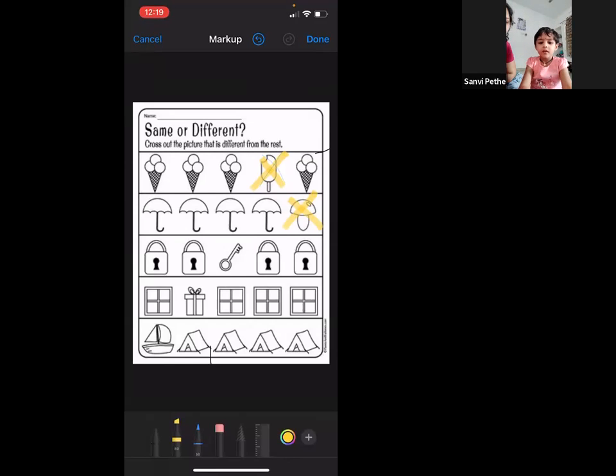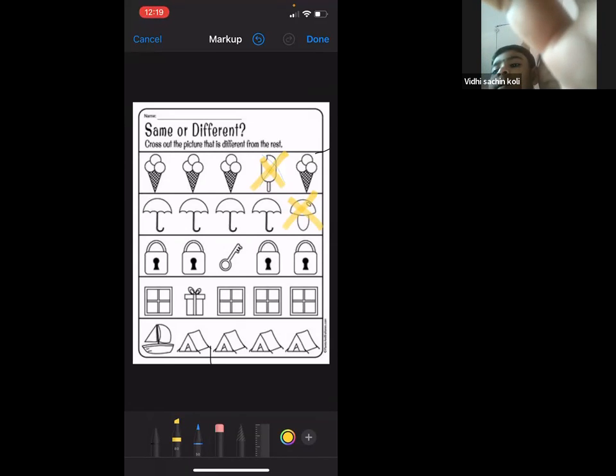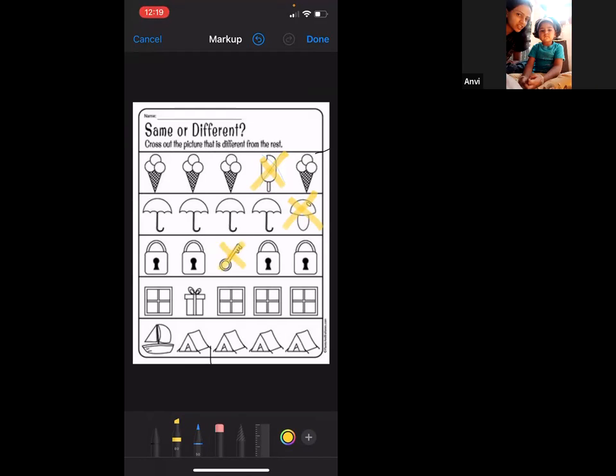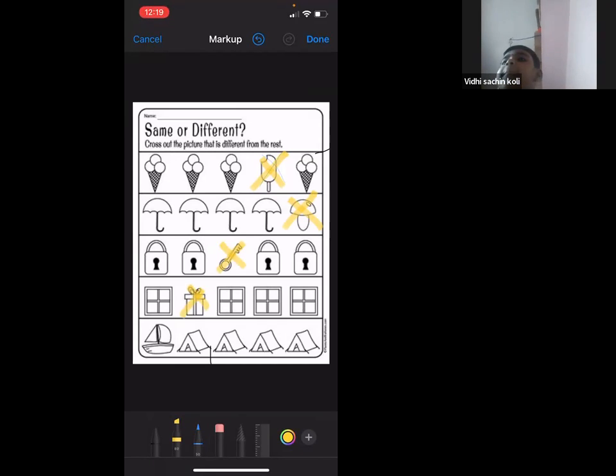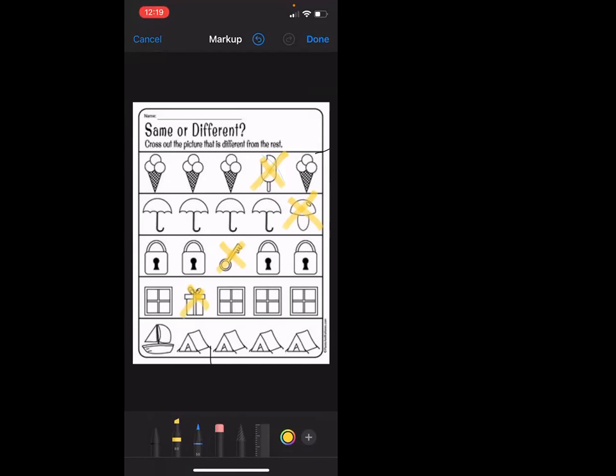Lock, lock, lock, lock. Key is different. Okay. Now the next one. Window, gift. Gift is different. Very good. Gift is different. Very nice.